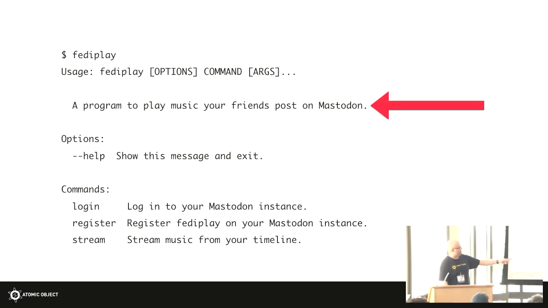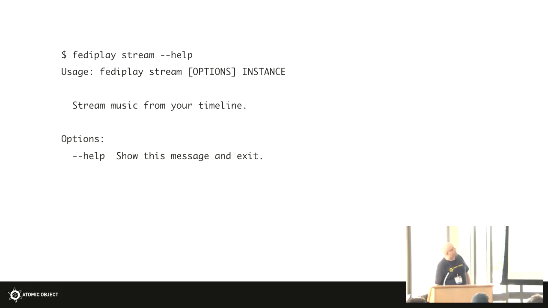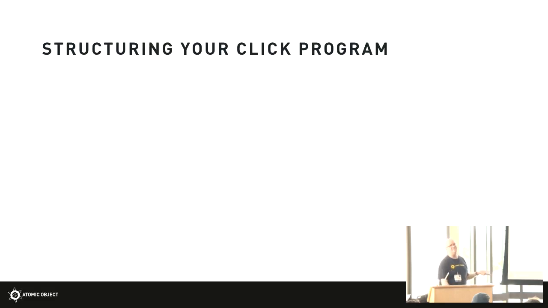And similarly, there was a doc string on stream, and that's used for that subcommand. Stream has its own help, right? And it knows that we have an argument called instance, and there's that doc string again, right? So it's really very discoverable. It's all constructed from really, really simple code and just a couple decorators. It's pretty fantastic stuff. I learned a couple lessons about structuring my click program when I was doing this.